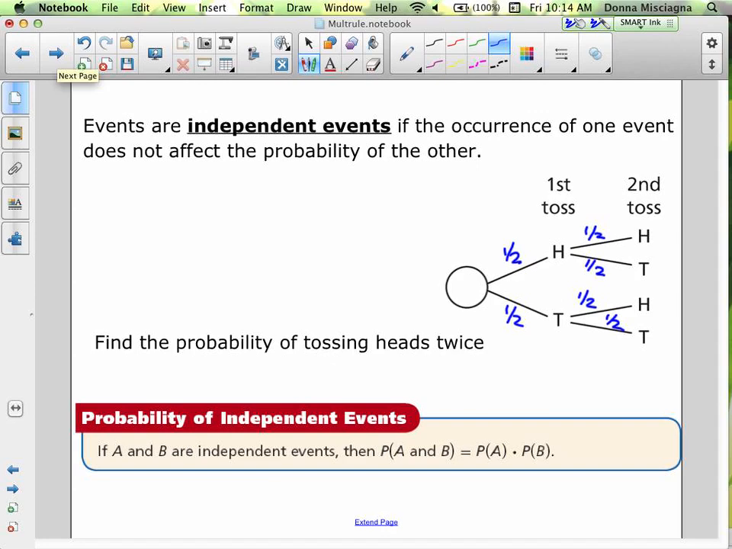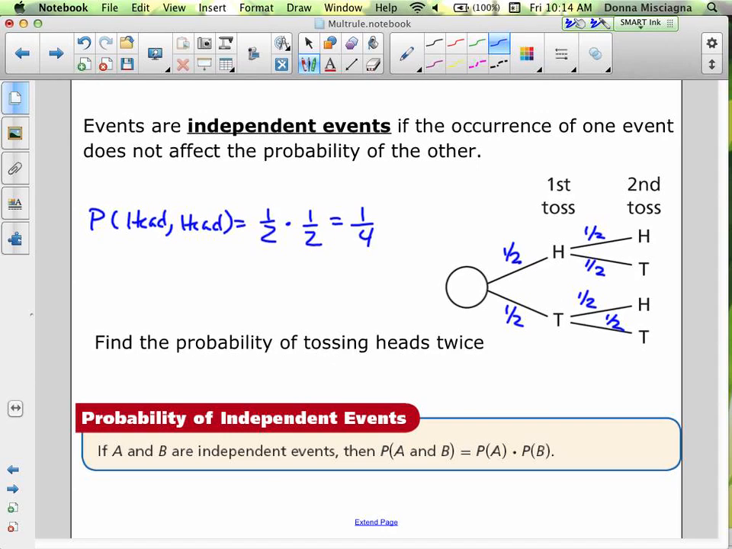So if we want to find the probability of tossing a heads twice, probability of heads, heads, we're going to take the probability of getting 1 head, which was 1/2, times the probability of getting the second heads, which is also 1/2. And so the probability of getting 2 heads is 1/4. So the probability of independent events, if A and B are independent, then the probability of A and B is the product of the two probabilities.